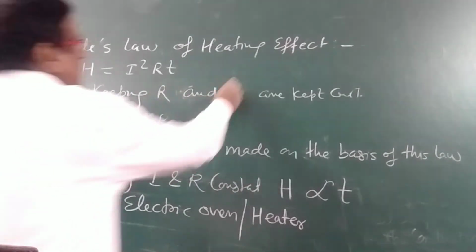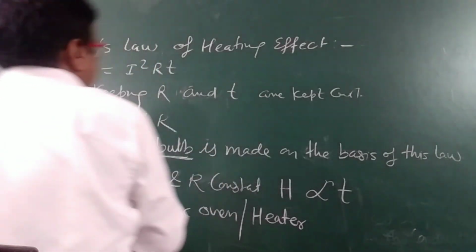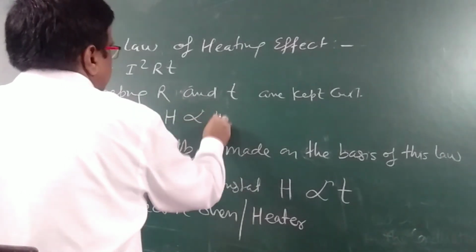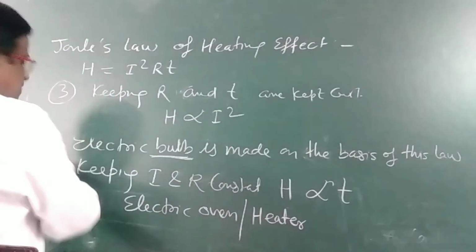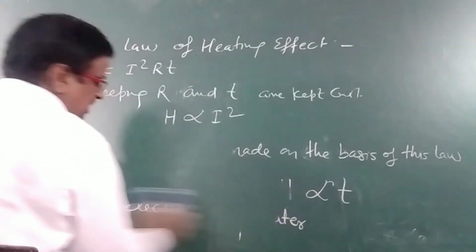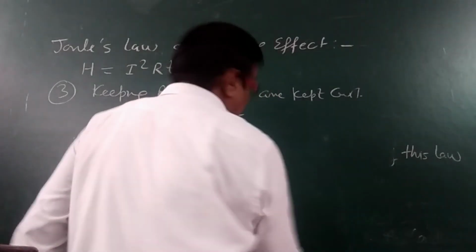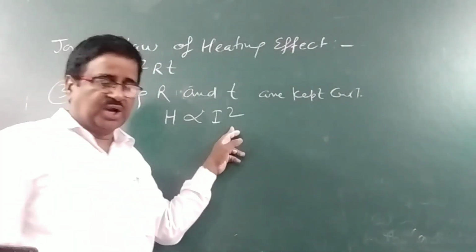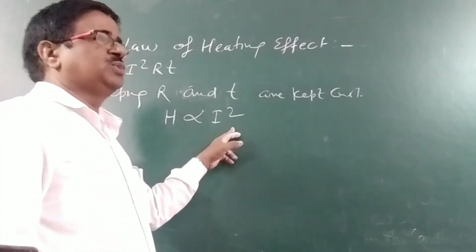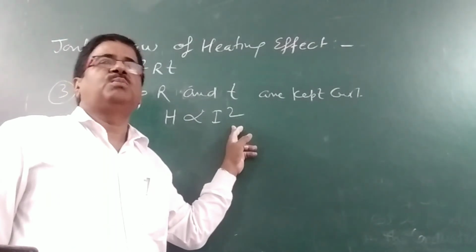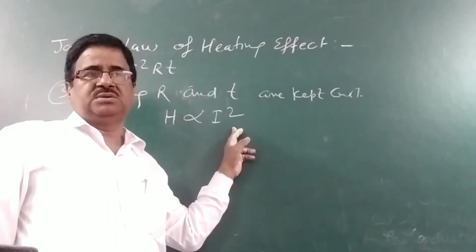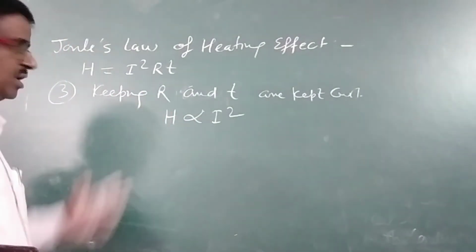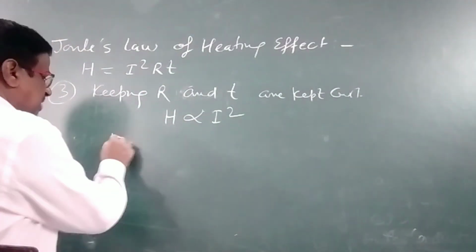Keeping R and T constant, what will happen? Heat is directly proportional to I square. So heat produced in the conductor is directly proportional to the square of the current. The more current is passed, the more and more heat will be produced. What is the practical application of this?